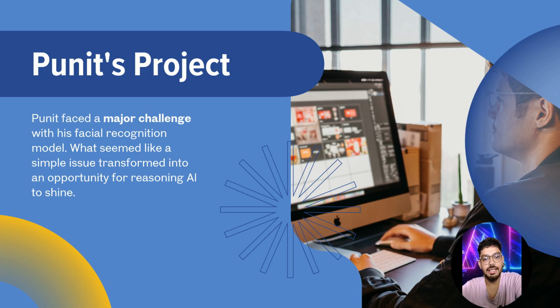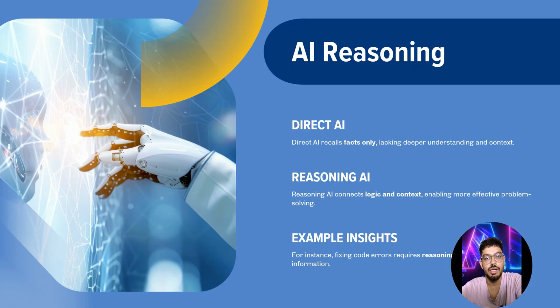So let's understand direct AI versus reasoning AI. Punit asks why his Python code is giving a memory error. Direct AI just gives you the answer: it happens when a program runs out of memory. But the reasoning AI understands the problem and gives you an answer like: your loop loads a 2 GB data set into memory repeatedly, and that's why this problem occurs and you need to fix that. So this is how direct AI and reasoning AI work.